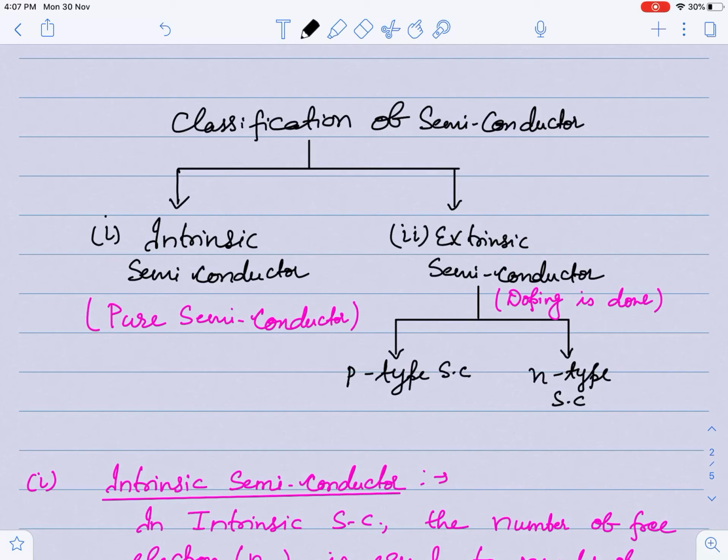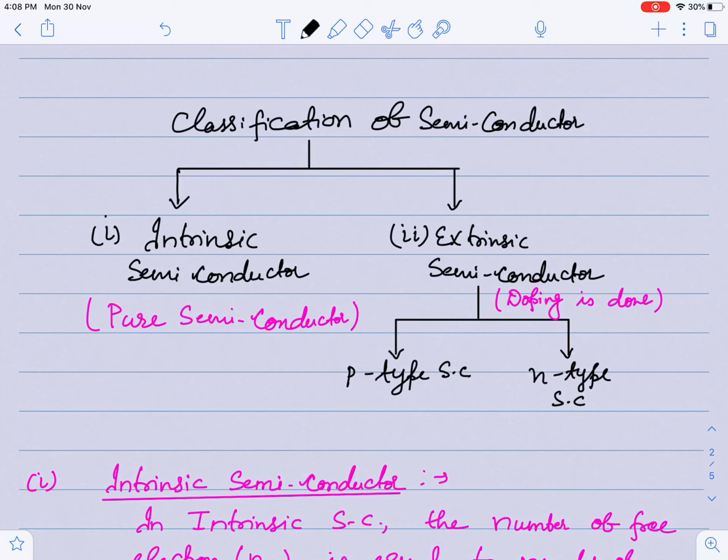Intrinsic means pure form of semiconductor, there is no impurity mixed with it. But actually, what is the problem with intrinsic semiconductor? Actually, they are very poor in conduction. Conductivity is very poor, so not used in many of the applications. But extrinsic semiconductors are very good in conductivity.